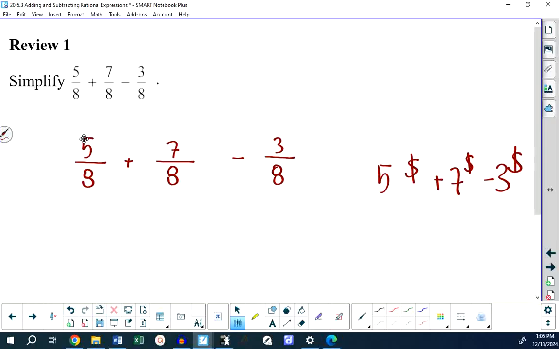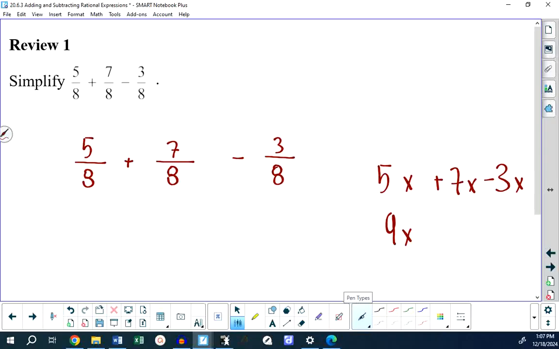This gives us, by the way, $9, right? And it doesn't matter that it's dollars. It could be, and it becomes this in algebra in high school, x's, right? This is where the concept of like or similar terms comes into play.